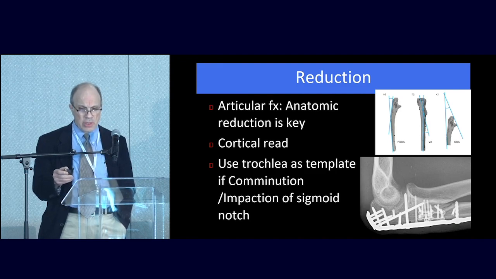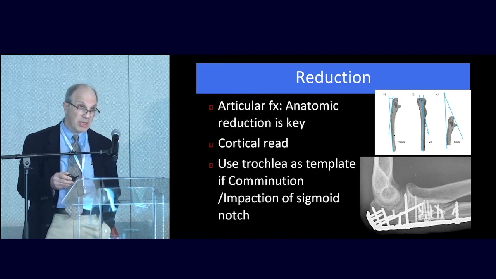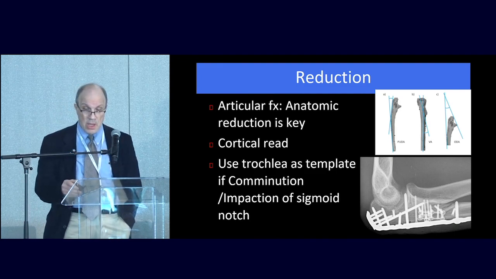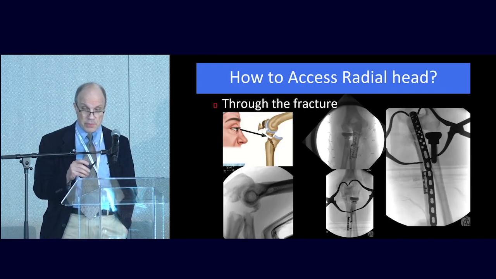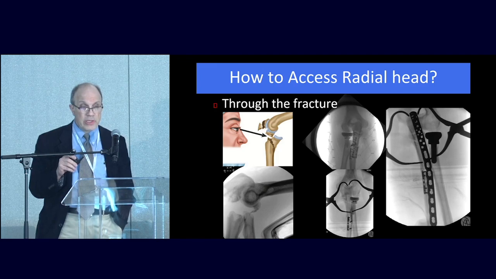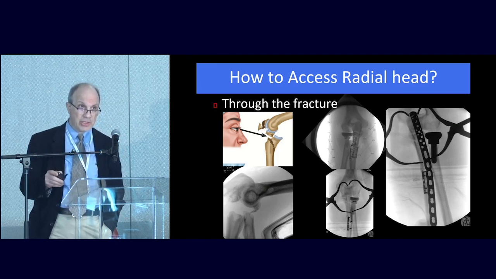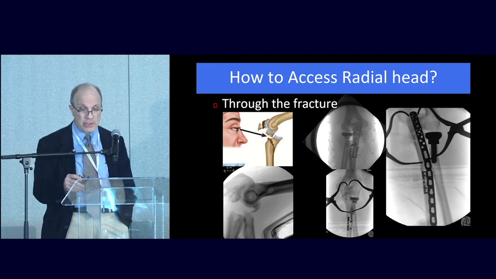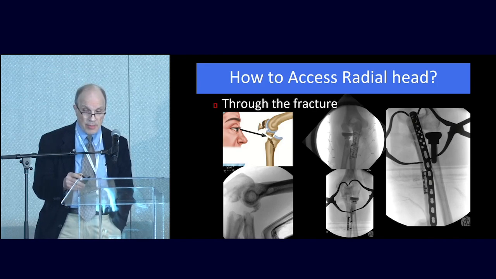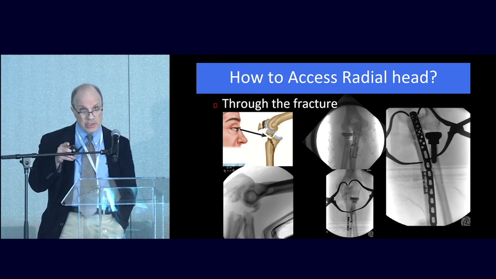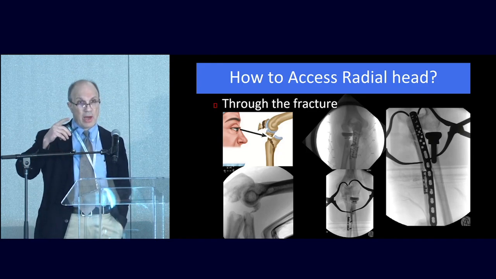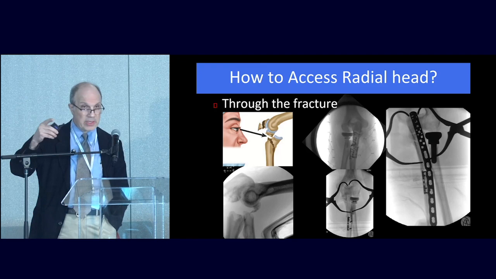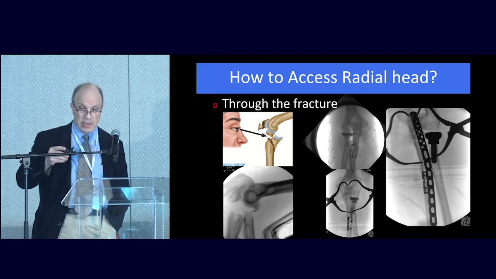You are usually using the cortical reads as much as possible, even in the comminuted fractures. And I usually use the trochlea as a template if there's a significant comminution. There are two ways to access if there's a radial head fracture associated with it, either through the fracture, as you can see in these cases. I go through the fracture and take care of the olecranon. There's a kind of a FATSI procedure because you're going to reduce the ulna provisionally after trial of the radial head or fixing the radial head, and go back and forth and take it down.